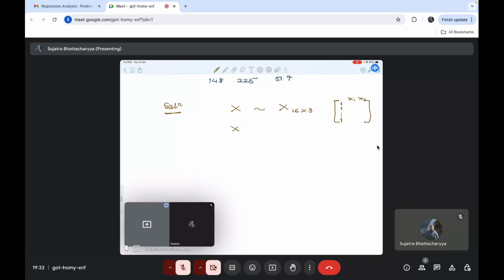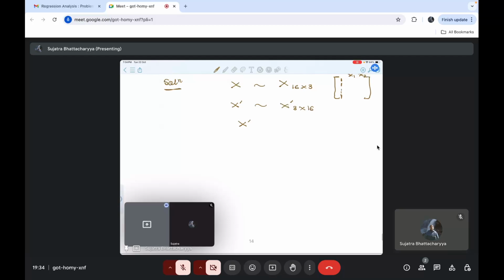What about X prime? This will be 3 by 16. So if you now do the matrix multiplication X prime X, what will it be? It will be a 3 by 3 matrix, correct? Therefore, X prime X inverse also will be a 3 by 3 matrix.